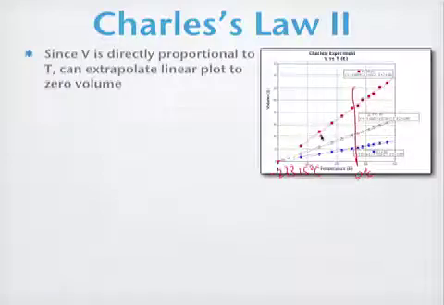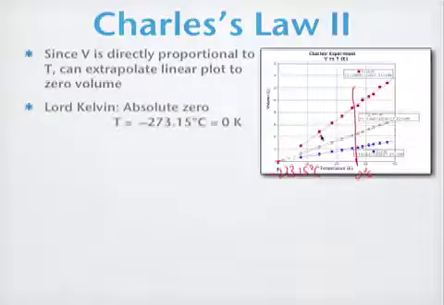Well, Lord Kelvin called this temperature absolute zero, and we'll come to find out that there are energetic reasons for this as well, but at a volume of 0 milliliters or 0 liters, that should correspond to a temperature that can't get any lower. If you can't get any lower than 0 volume, which you shouldn't be able to, then you can't get any lower than a specific temperature. And it turned out that that temperature was negative 273.15 degrees C.